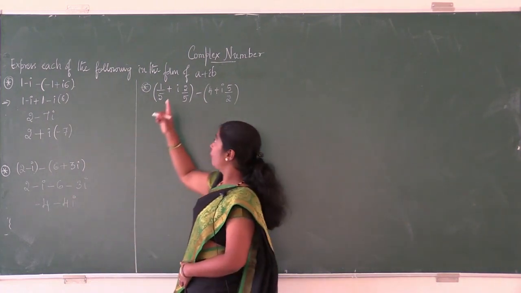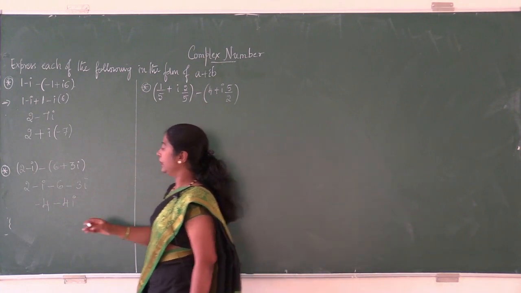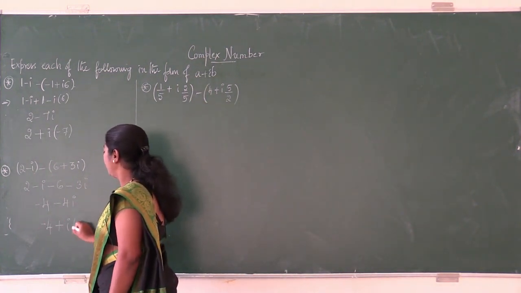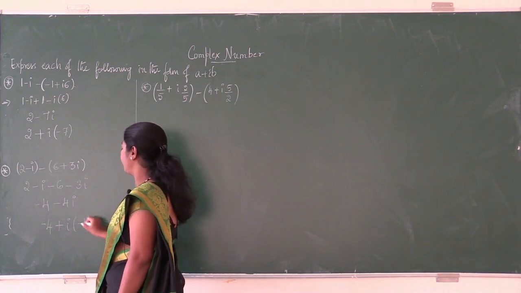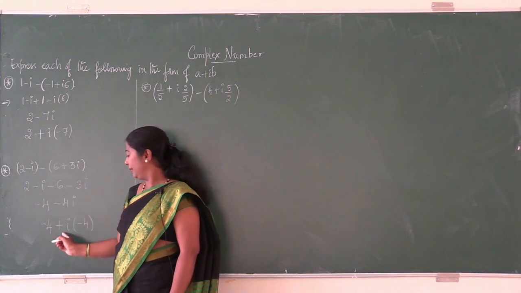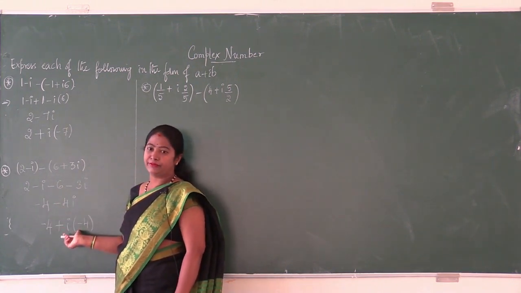It has to be in the form of a plus i into b. So, this can be written as minus 4 plus i into, what is the value of b here? Minus 4. What is the value of a? Minus 4. What is the value of b? b again here is minus 4.